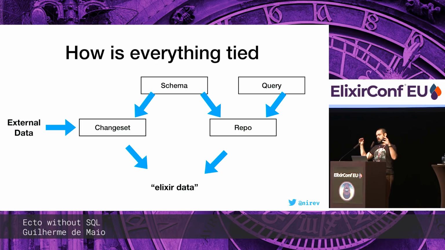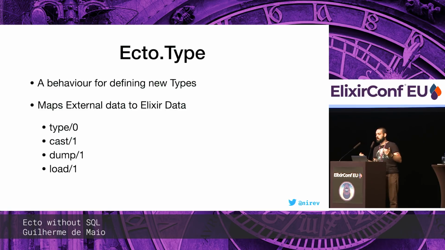So the schema is the thing that actually does the type definitions for what you're querying or storing. And the changeset, repository, and query all use those type definitions, so everything can be Elixir data structures. And those type definitions are actually a behavior. So Ecto type is one of those extension points. Ecto type is a behavior for defining new types. And so you can map external data to your Elixir data. And there are four main callbacks that you have to implement. So type is to tell the adapter what is the Elixir type that you expect from that.